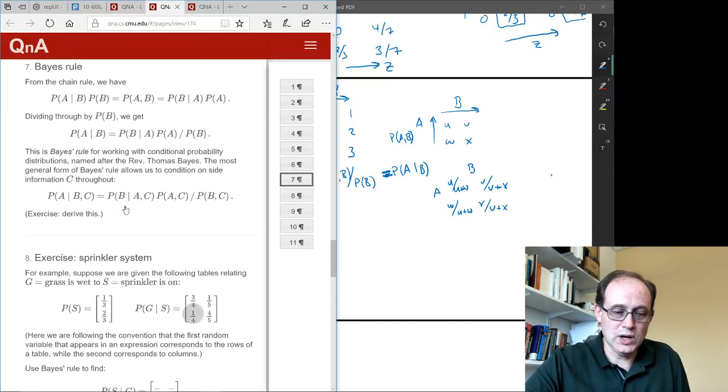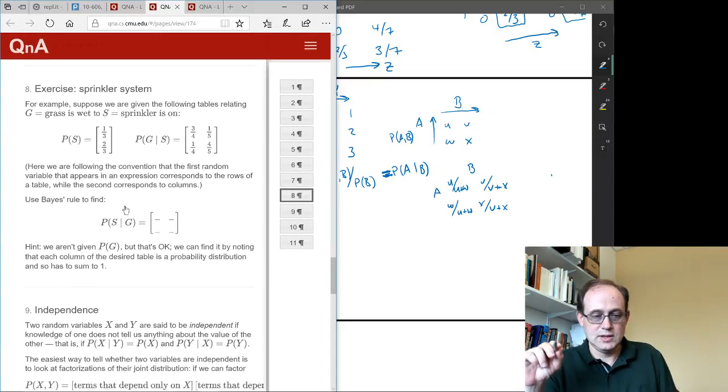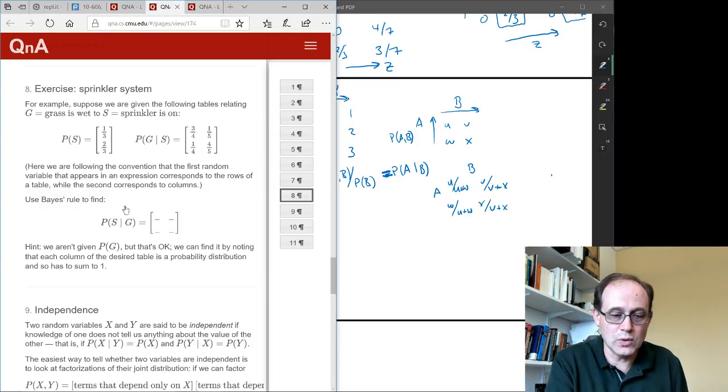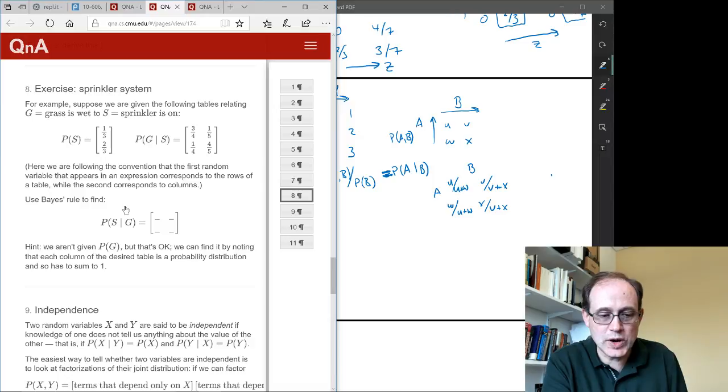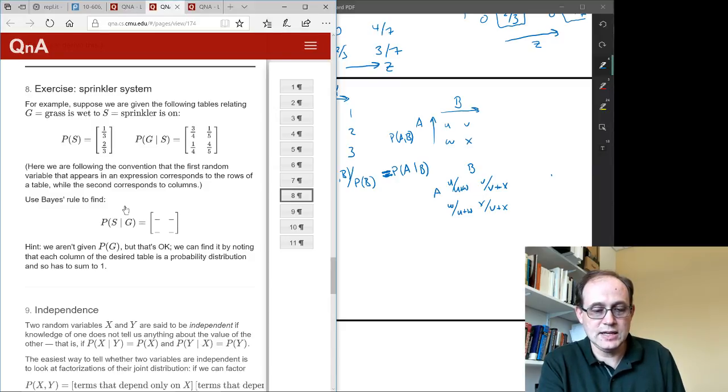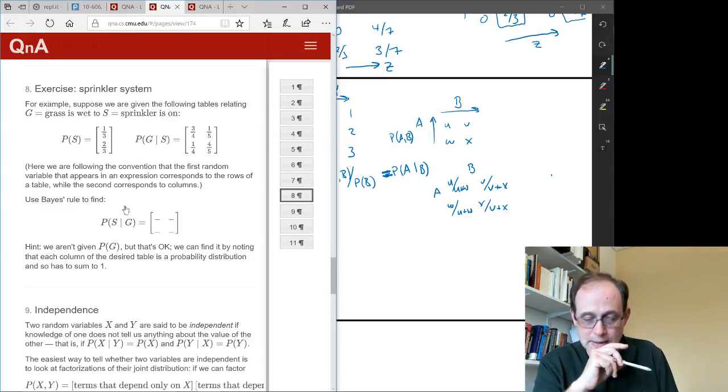I'm going to describe an exercise, and I'm going to end the lecture a little bit early and give you time to work on this exercise on your own, and then next time we'll go through the solution. So here it is. There are two random variables, G and S, for whether the grass is wet and whether the sprinkler is on. The sprinkler is on a third of the time and off 2/3 of the time. If the sprinkler is on, the grass is wet 3/4 of the time and not 1/4 of the time. If the sprinkler is off, the grass is wet 1/5 of the time and not 4/5 of the time.